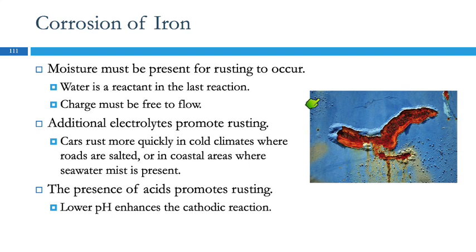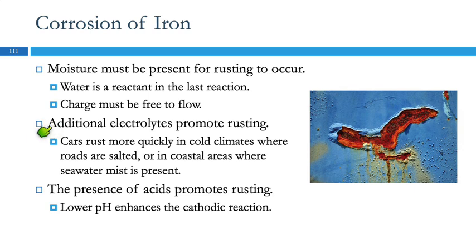Here we have a picture probably of an old car, and the paint has been scratched. And so we see that rusting has occurred where the paint has been scratched. How can we prevent rusting? Well, we can prevent moisture from getting to the metal. If there's no moisture, there can be no rusting. Because water is a reactant in the last reaction, and we have to have something that allows charge to flow, and that's one of the things the water does.